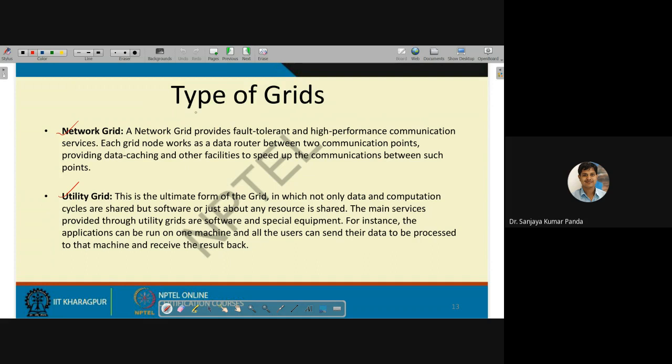For the time you have used to execute a particular work, for that particular period of time only you have to pay for your service. You do not pay for the infrastructure owned by that server, the cost of that server, or the maintenance and management of that server. So that is the main goal behind the utility grid.